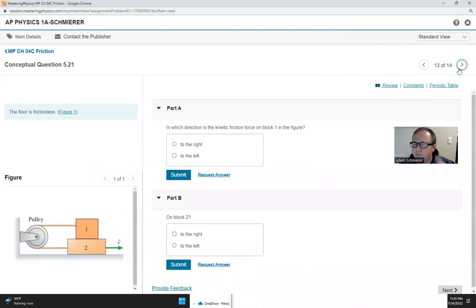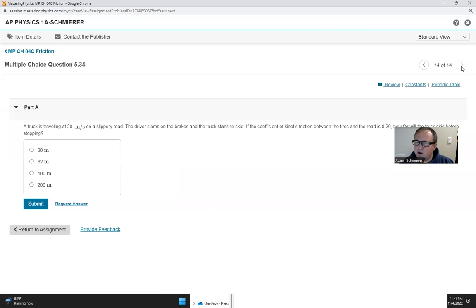This one, I'm going to leave. Think about which way the friction forces are going to be on them. Okay, I'm going to leave that one for you, okay? But if you're all having a hard time, you let me know.